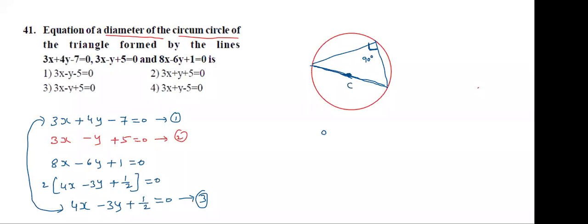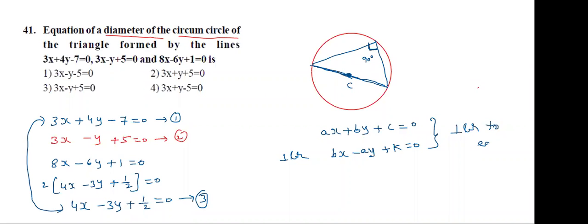Those are perpendicular. Suppose ax + by + c = 0; then what is the perpendicular line? bx - ay + k = 0. These two are perpendicular to each other. Yes or no? This is the concept. So by observing 1 and 3, observe that 1 and 3 are perpendicular to each other.